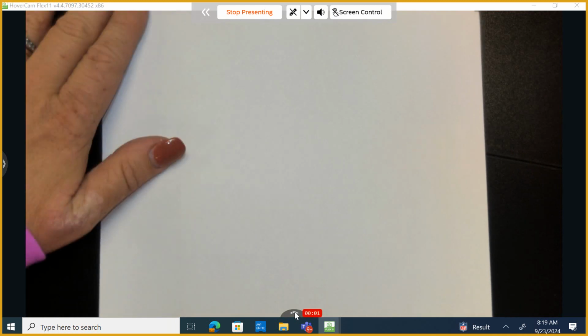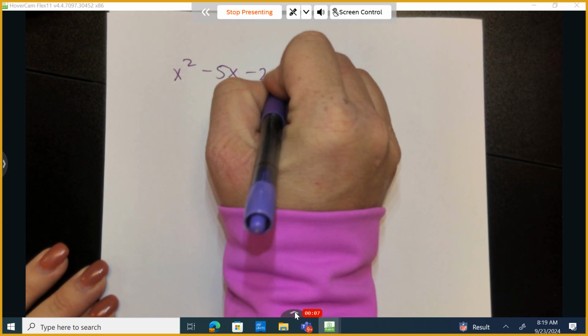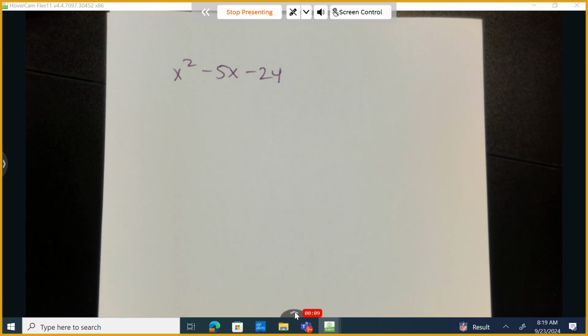A multiplication table, but this is what I'd like you to do. So let's start really simple. Please write down x squared minus 5x minus 24. That's as simple as it comes. Yes, that is a standard from Algebra 1, 2.